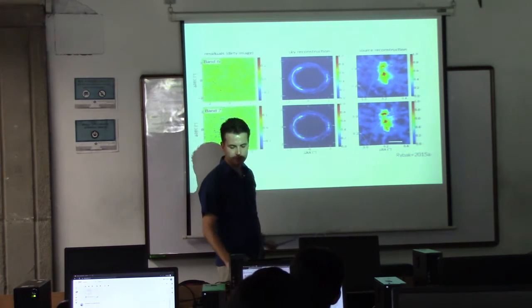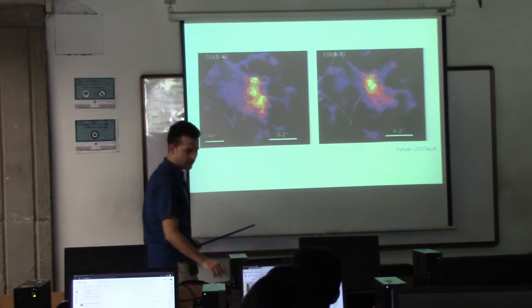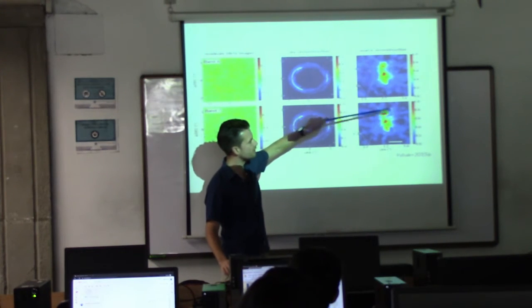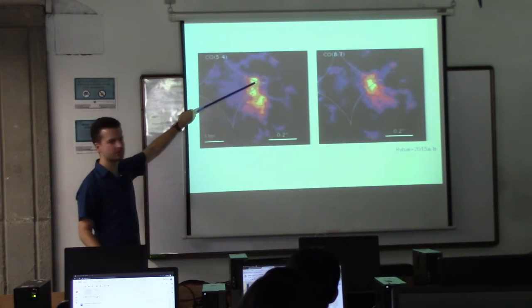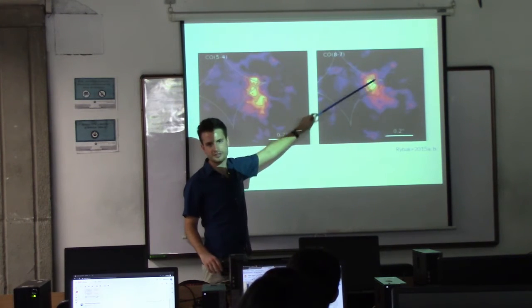So this is dust continuum. These are the two CO lines. And I'll just try to flick. So here in dust continuum, we have these 3 distinct blobs. You kind of see them in the CO 5 to 4. You don't see them in the CO 8 to 7.